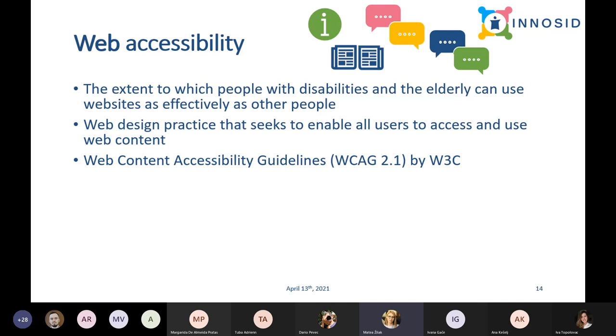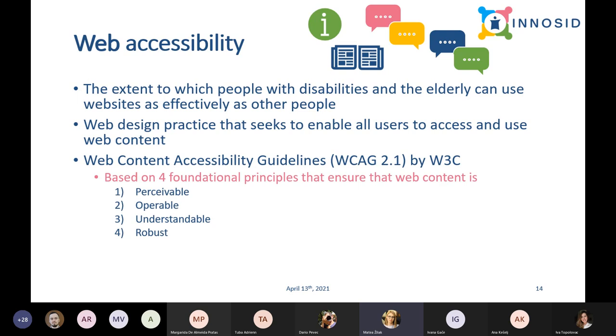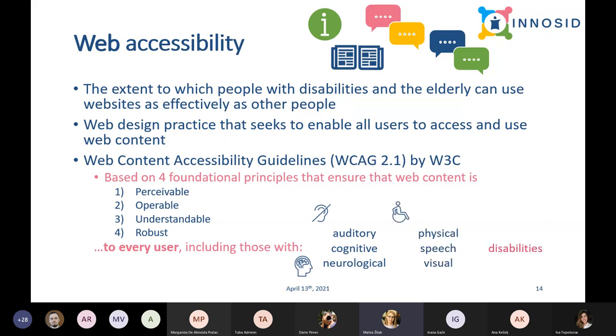accessibility for different solutions. Currently, version 2.1 is considered the newest adopted version, while the previous version 2.0 was also adopted as an ISO standard. After that, the new version 2.2 is announced for this year, 2021. These web accessibility guidelines are based on four foundational principles, and they ensure that web content is accessible to every user, including those with different disabilities.